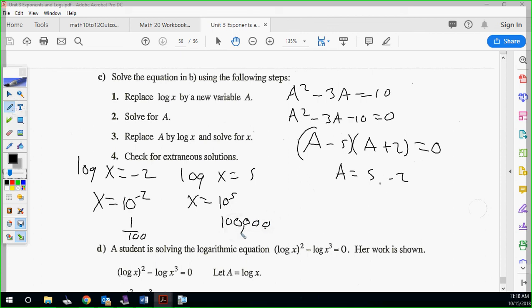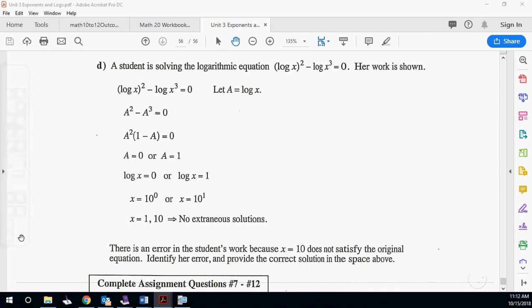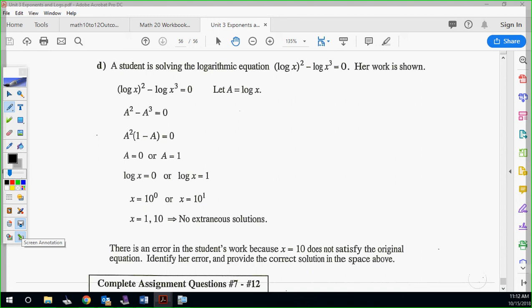Okay, and then D, a student solving a logarithmic equation, similar. So let's look through this one. This is the same one we just had, basically, because the 3's pushed up, right? And she did it this way: log x squared minus log x cubed. What's wrong with this? Yeah, this right here is not correct. You can't do that because the whole thing's not cubed, just the x's. That's essentially the error.